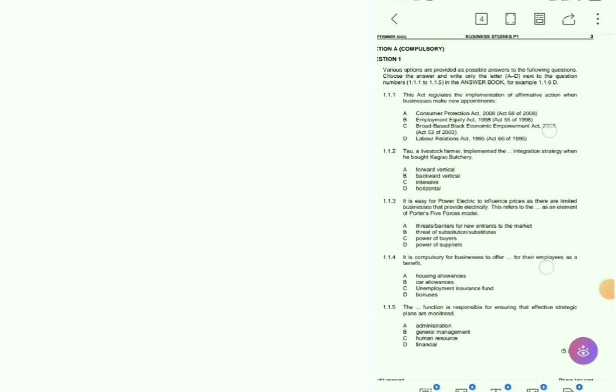So let me zoom in so that you guys can see properly. Section A, question 1. Various options are provided as possible answers. To answer the following question, choose the answer and write only the letter A to D next to the question numbers 1.1.1 to 1.1.5 in the answer book. You already know this. So let's begin. 1.1.1. This act regulates the implementation of affirmative action when businesses make new appointments. This is definitely the Employment Equity Act. It's B.